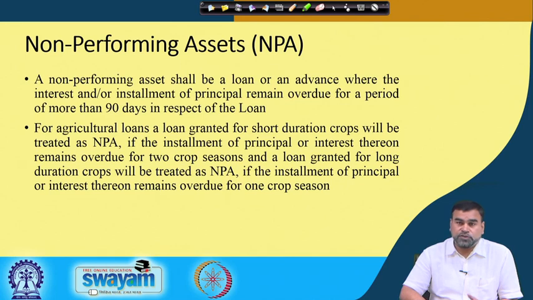The crop season is more or less the same, 3 months to 4 months. So, in that context, they consider the crop season as the parameter to define the NPA whenever they analyze the agricultural loan.